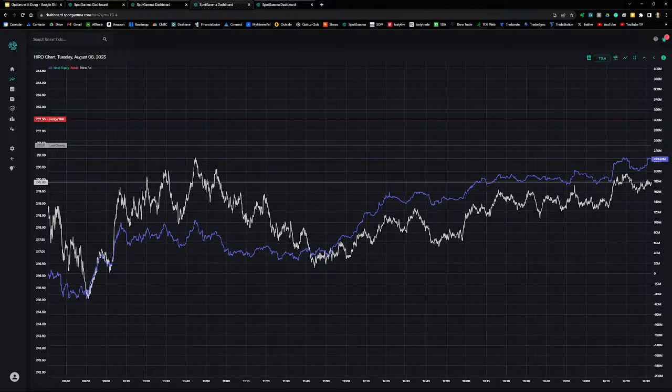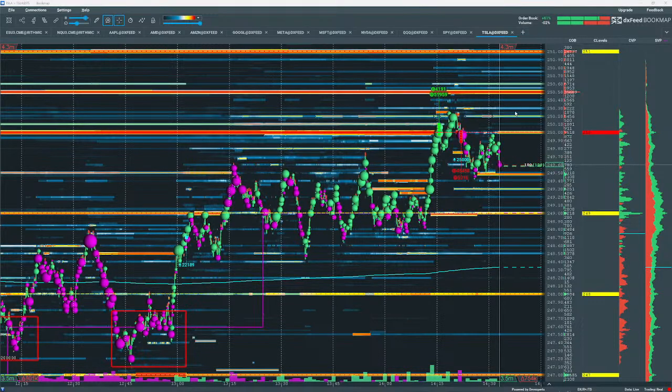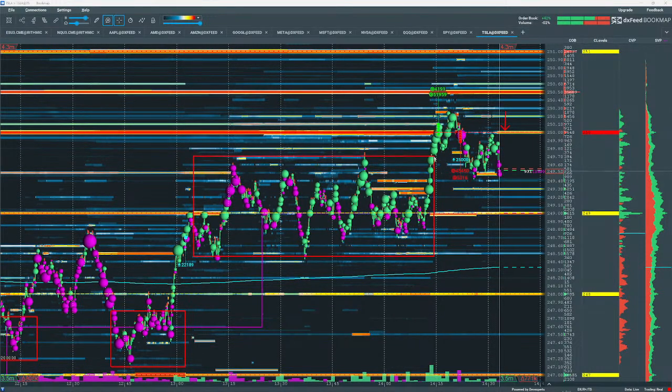So we'll take one last look at Bookmap. So now it looks like some sellers have come in at 250. So Tesla may struggle at that level a bit, consolidate, just like it did around the 249 level before resolving higher.